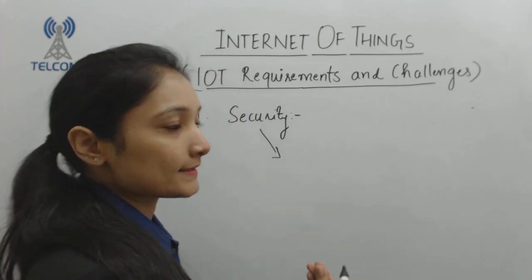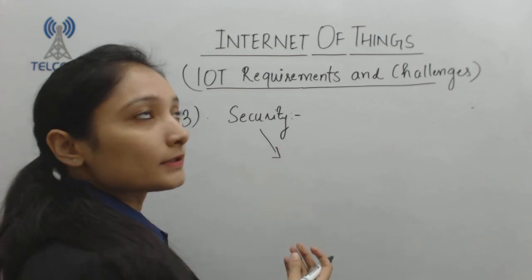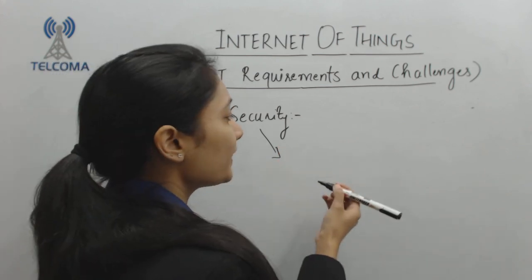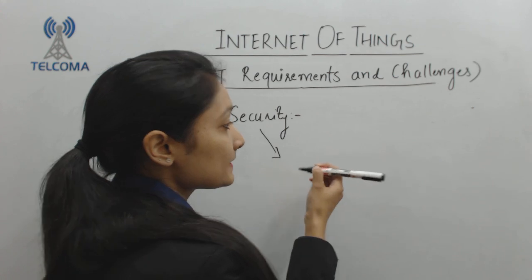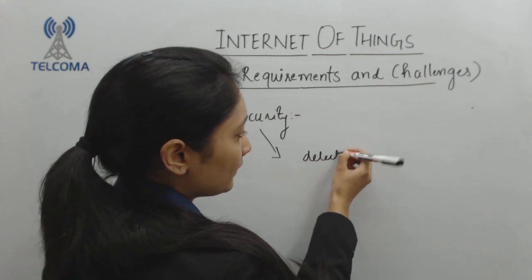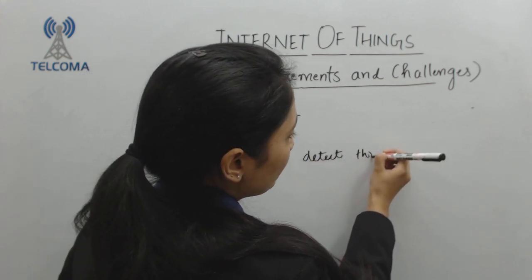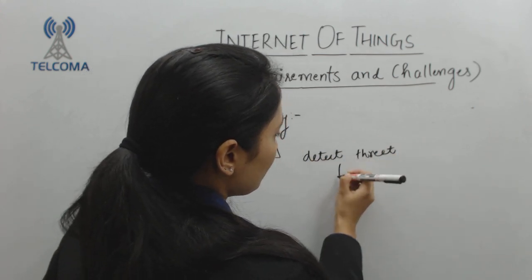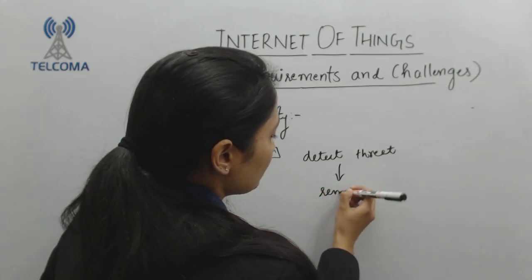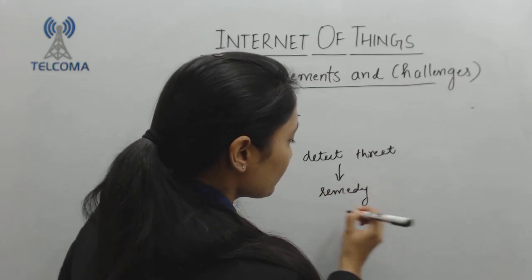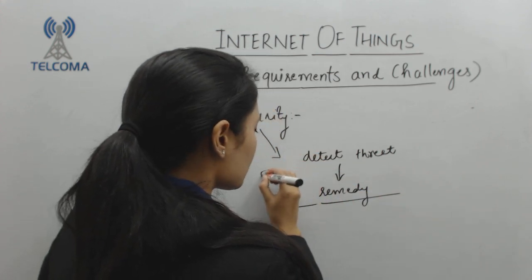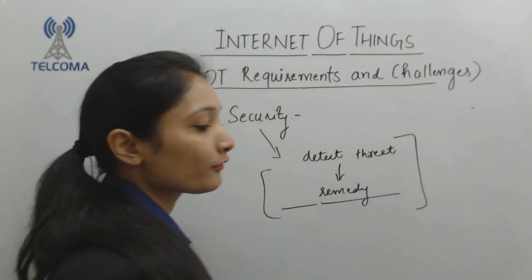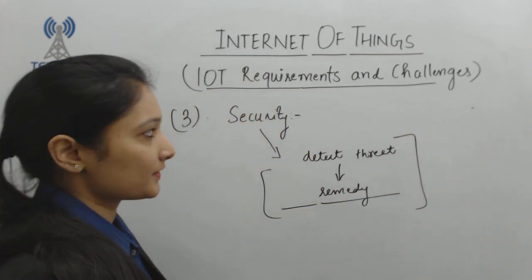So what we need for your IoT security is that it should be able to automatically detect the threat, and there should be a remedy for that threat. Such kind of security is required for your IoT environment.